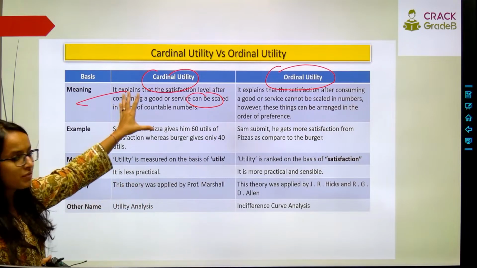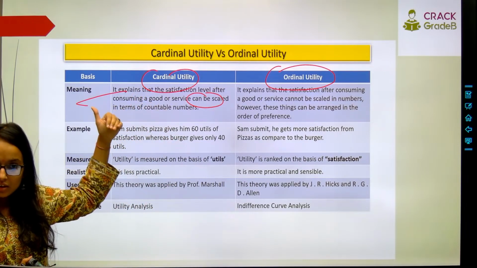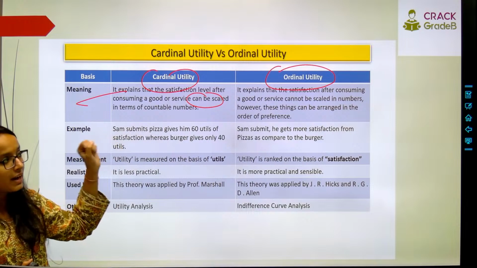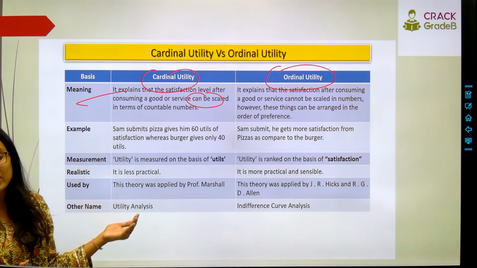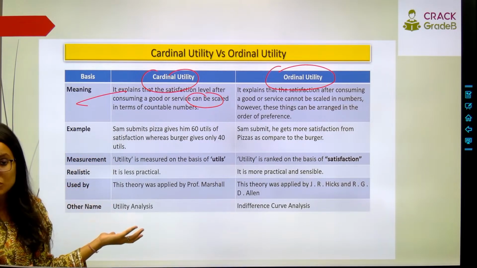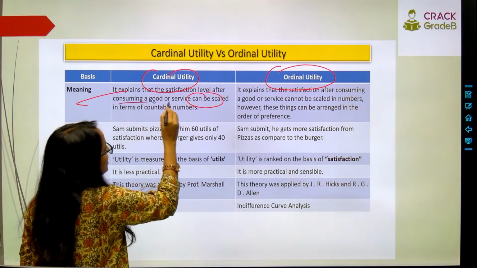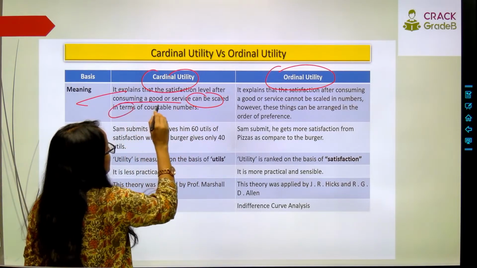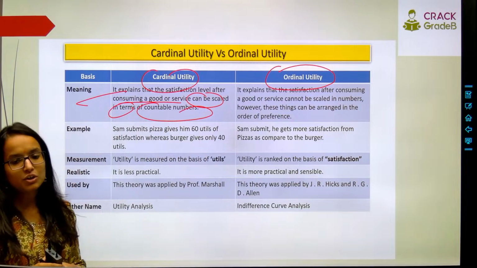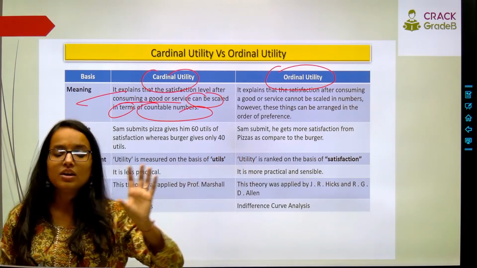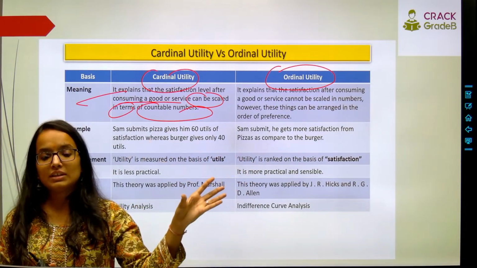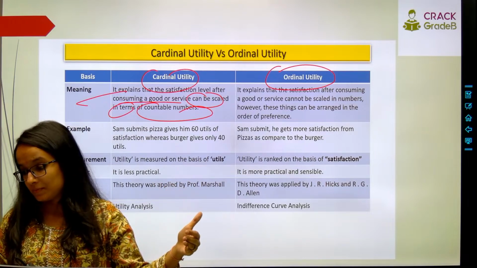There is a debate between economists: can utility be measured or can it not be measured? The proponents of cardinal utility favor that utility is something which can be quantified or measured. It explains that the satisfaction level after consuming a good or service can be scaled in terms of countable numbers. So there are two categories, cardinal utility and ordinal utility. Cardinal utility says that utility can be measured.